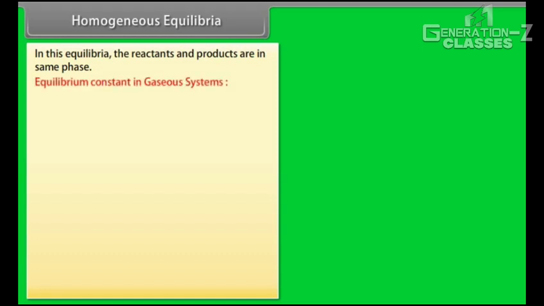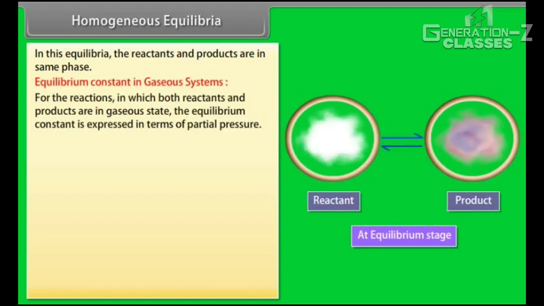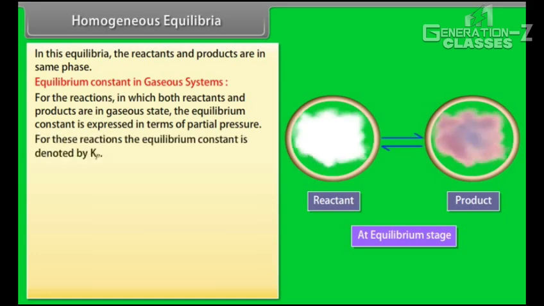Homogeneous equilibria. In these equilibria, the reactants and products are in the same phase. Equilibrium constant in gaseous system. For the reactions in which both reactants and products are in gaseous state, the equilibrium constant is expressed in terms of partial pressure. For these reactions, the equilibrium constant is denoted by Kp.